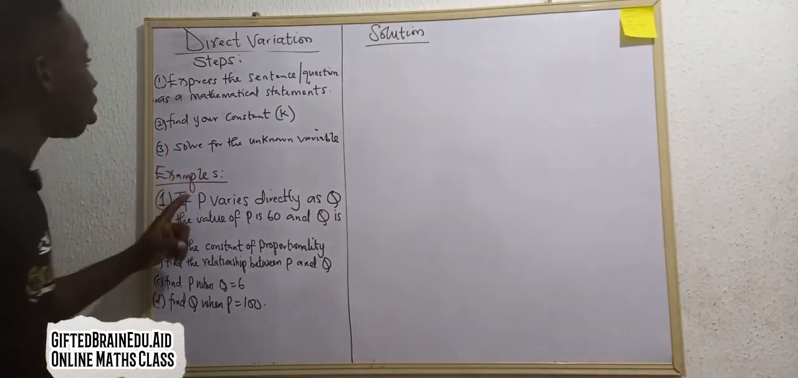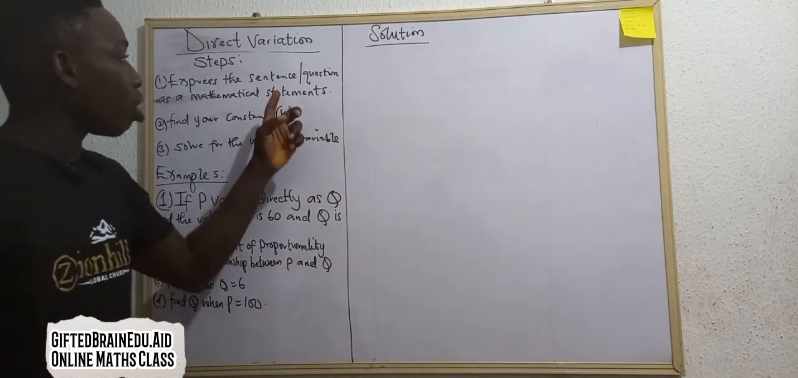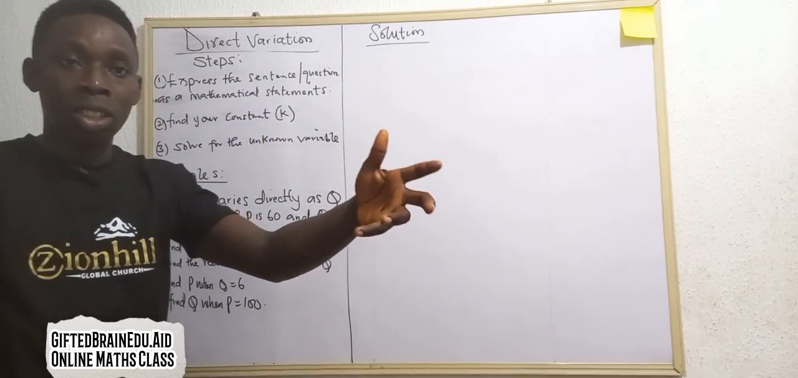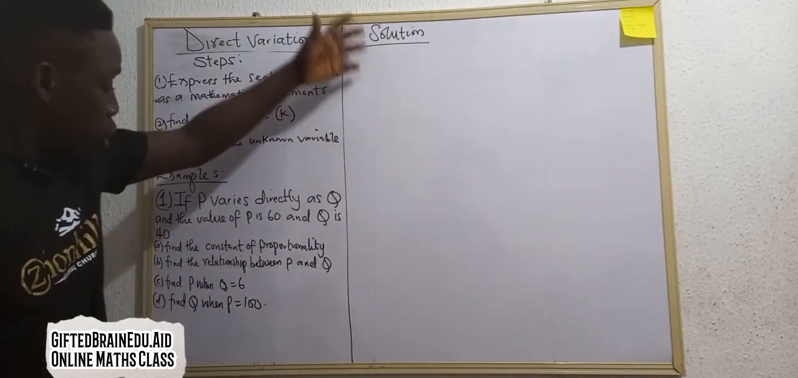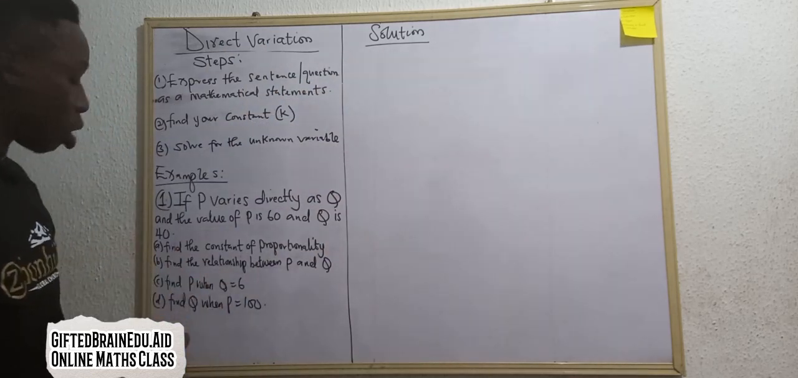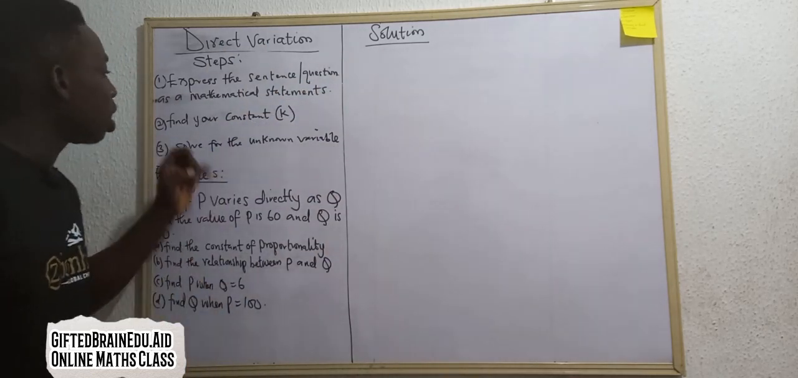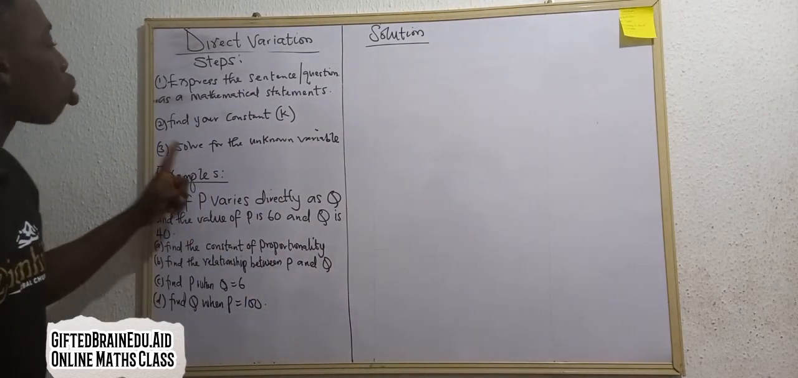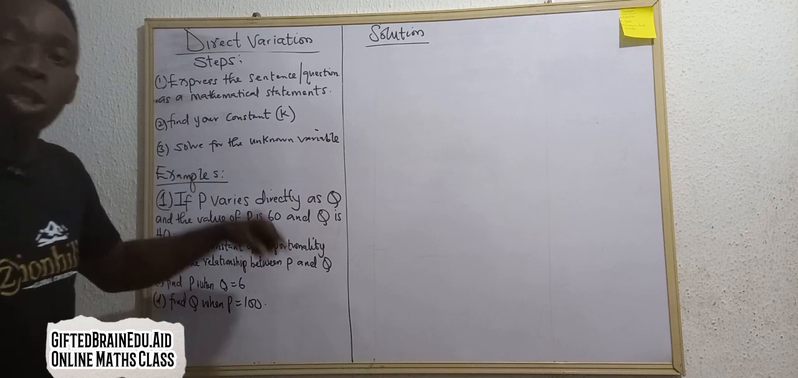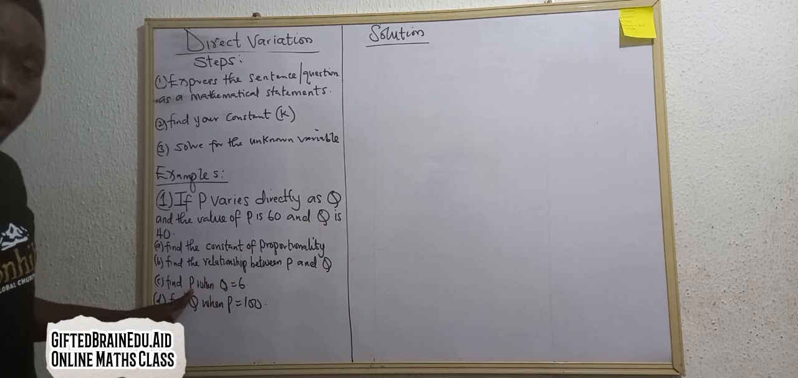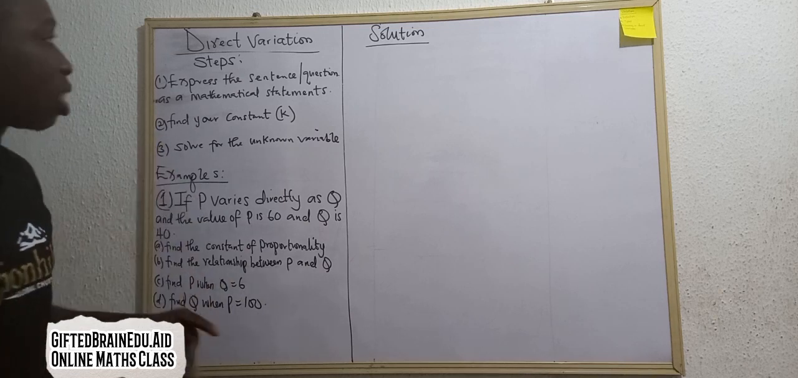First thing to do is to express the sentence, the statement, or the question as a mathematical statement. I will show you each step. I'll follow each step now to solve this question. Secondly, find your constant of proportionality, which is key. Thirdly, solve for the unknown variable according to your question. Like in this case, we have to find P when Q equals C. So here, P is the unknown variable.